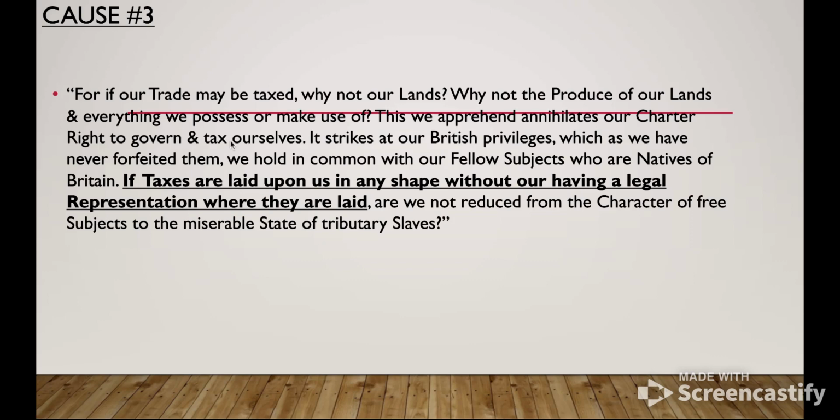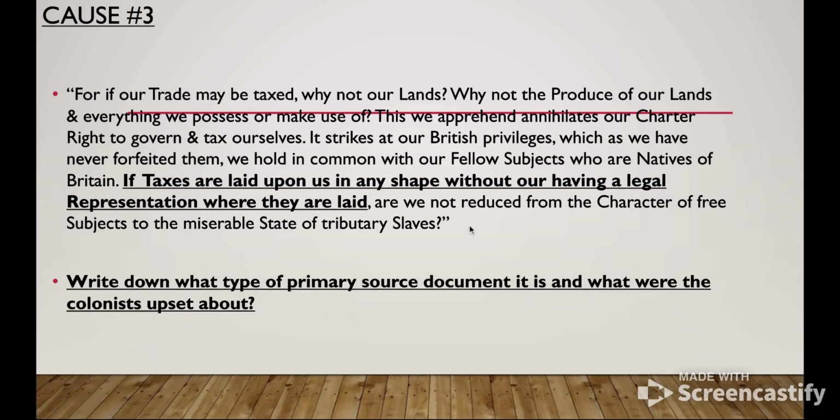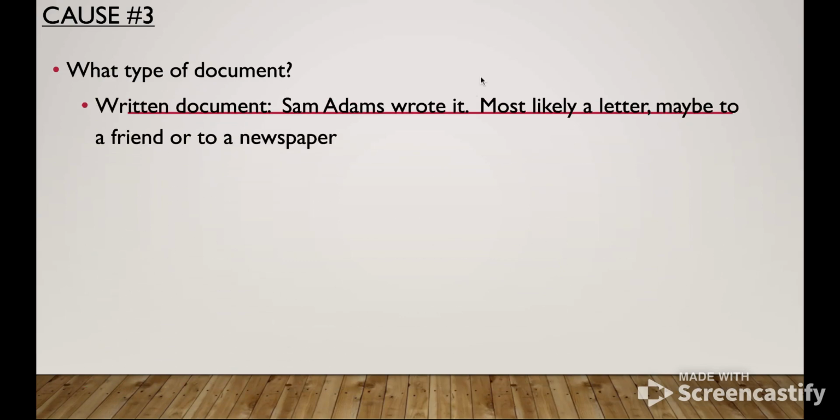Here's the next one. And I'm just going to read this line. It says, "If taxes are laid upon us in any shape without our having a legal representation where they are laid," and then he continues on. Feel free to pause that and read it all. This was a letter, most likely. Could have been a speech, but I'm pretty sure it was a letter from Sam Adams.